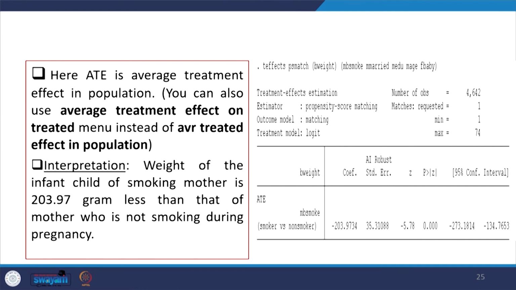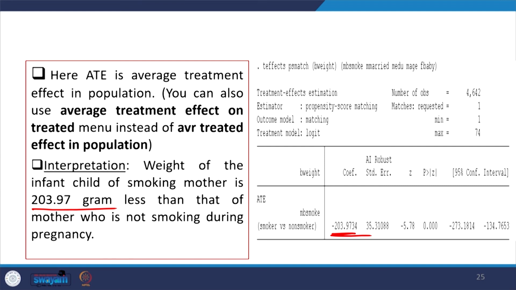Here the ATE is the average treatment effect, the treatment effect in population. We are comparing the population rate of the control with that of the treatment group. The groups are different and independent. You can also use the average treatment effect on treated menu instead of average treatment effect in population. The interpretation, as I already said, is that the baby's weight will be reduced by 203.97 grams as compared to mothers who are not smoking.